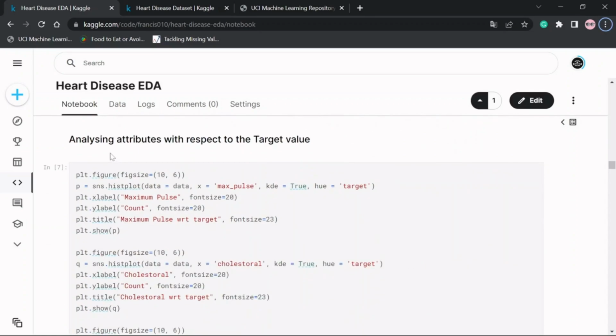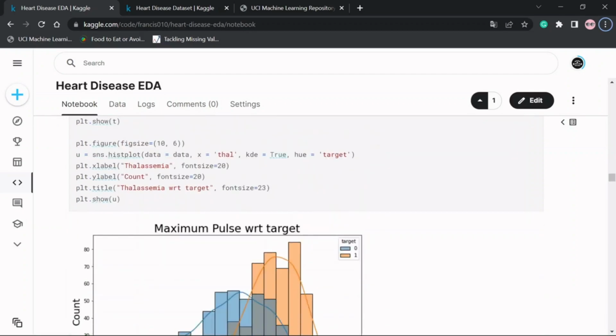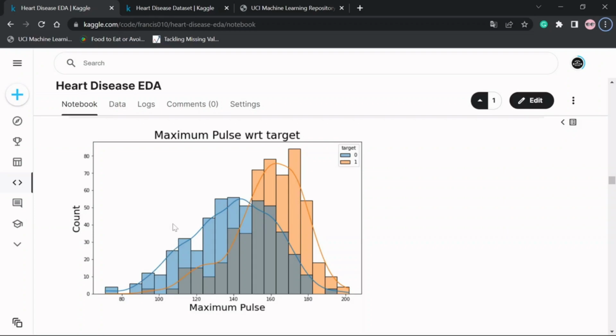So now what we are going to do is analyzing attributes with respect to the target value. So let's get on. We are now analyzing max pulse with respect to the target value. Let's see what we get. Here what we get is, you can see that this whole portion represents the population that has the target as 1, which means that the people lying in this portion are having the heart disease, but people lying in this portion are not having the heart disease.